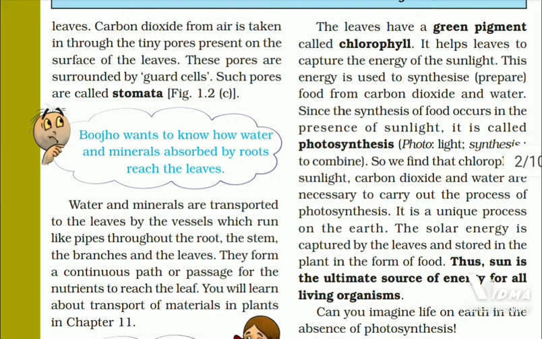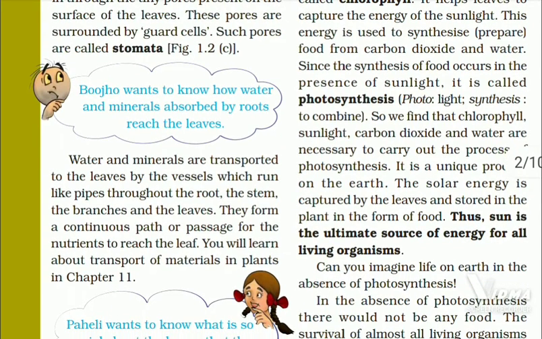Water and minerals are transported to the leaves by the vessels which run like pipes throughout the root, the stem, the branches and the leaves. As we all know, in our houses and in different buildings, water is transported with the help of pipes. Likewise, plants don't have pipes but they have vessels. So with the help of vessels, all the necessary minerals as well as water get transferred to the branches and to the leaves, through the stem with the help of the root.